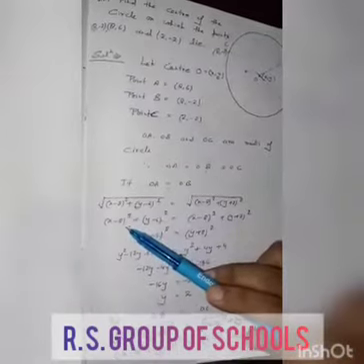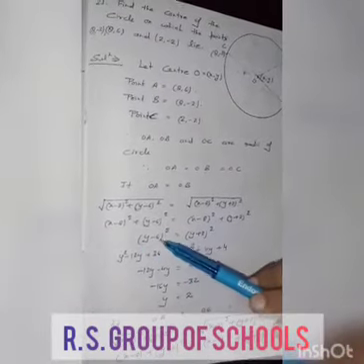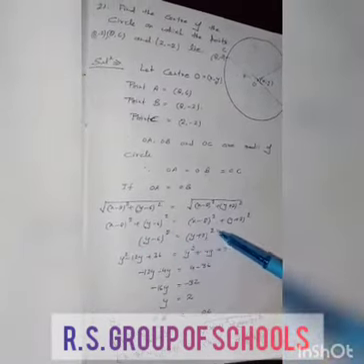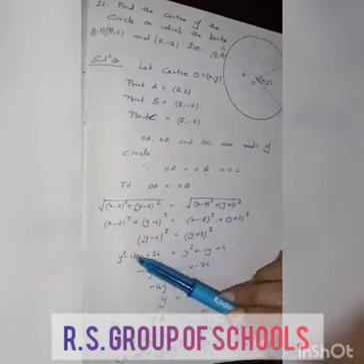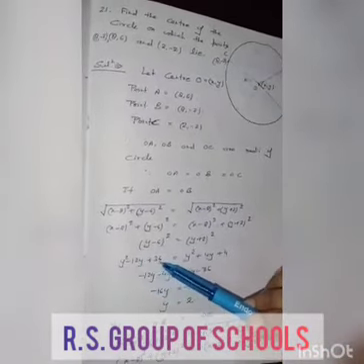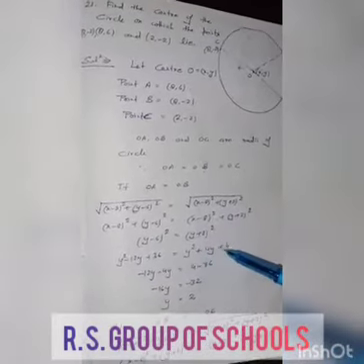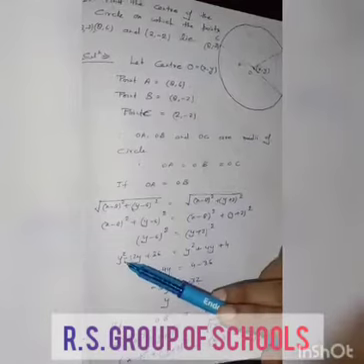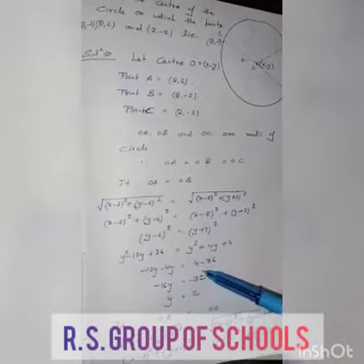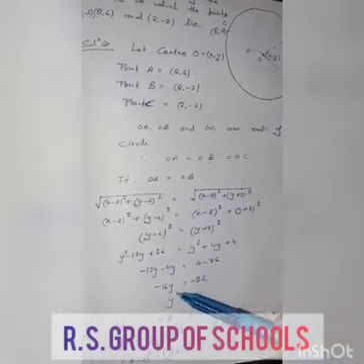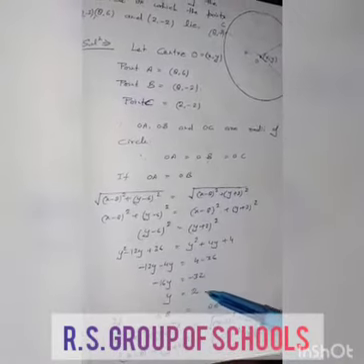Then (x minus 8) whole square is cancelled by (x minus 8) whole square. (y minus 6) whole square equals (y plus 2) whole square. (y minus 6) whole square equals y square minus 12y plus 36, and (y plus 2) whole square is y square plus 4y plus 4. Y square is cancelled by y square, then minus 12y minus 4y, 4 minus 36, minus 16y equals minus 32, so y equals 2.